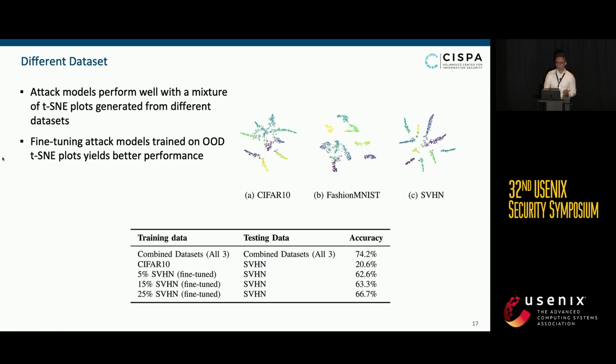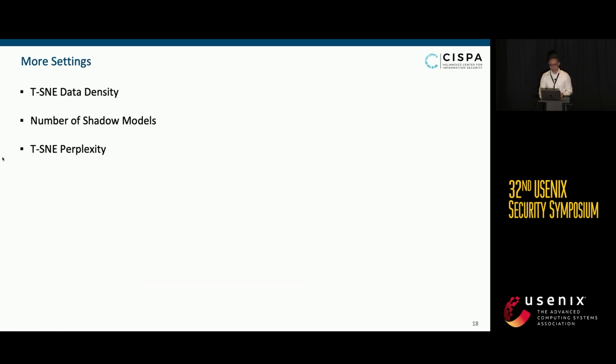And next, if we look at how the attack generalizes across different data distributions, as we've seen, the t-SNE plots are actually very different given different original training data. The attack is not very effective when directly inferring on plots generated from models trained on different data sets. However, if the adversary has a small amount of in-distribution data to fine-tune the attack model, the attack performance will quickly improve. We have results on more settings, such as t-SNE density and perplexity. Please check it out in the paper if you're interested.